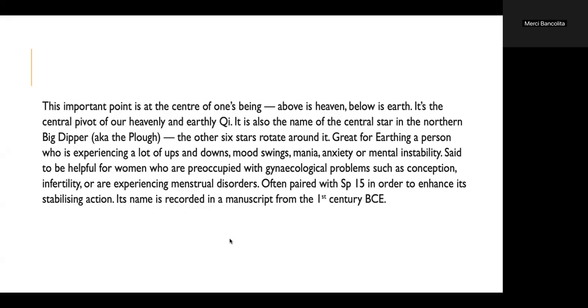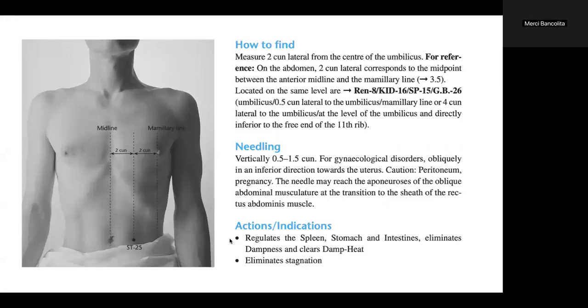Said to be helpful for women who are preoccupied with gynecological problems such as conception, infertility, or are experiencing menstrual disorders, often paired with Spleen 15 in order to enhance its stabilizing action. Its name is recorded in a manuscript from the 1st century BC.